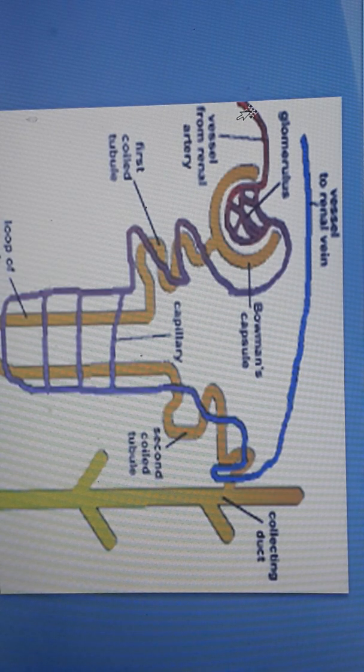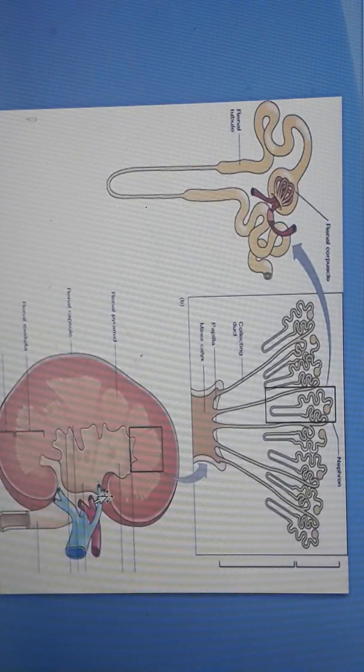The blood which enters through the blood vessel is known as afferent arteriole, and the blood comes out from this Bowman capsule through the blood vessel which is known as efferent arteriole. This diagram shows the blood vessels which take the blood into the kidney and which bring back the blood out of the kidney.